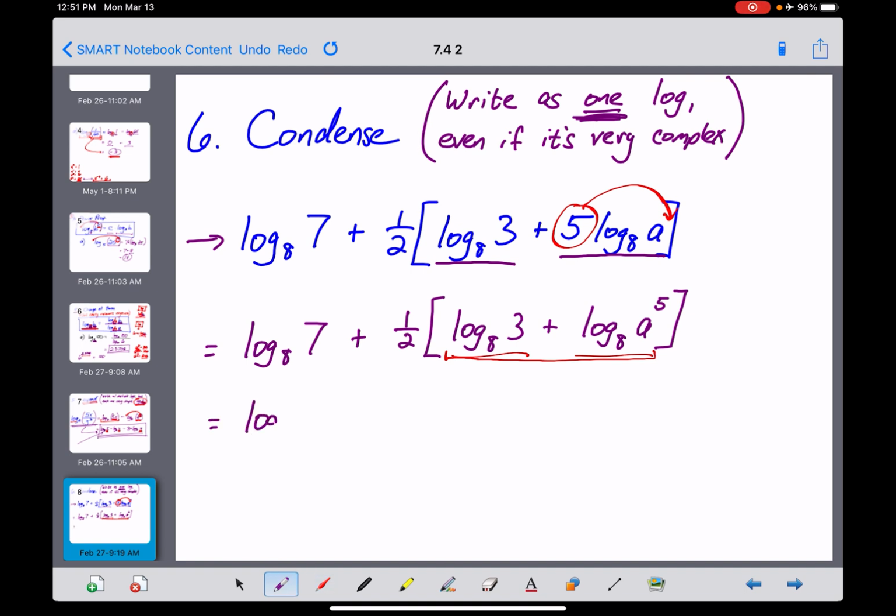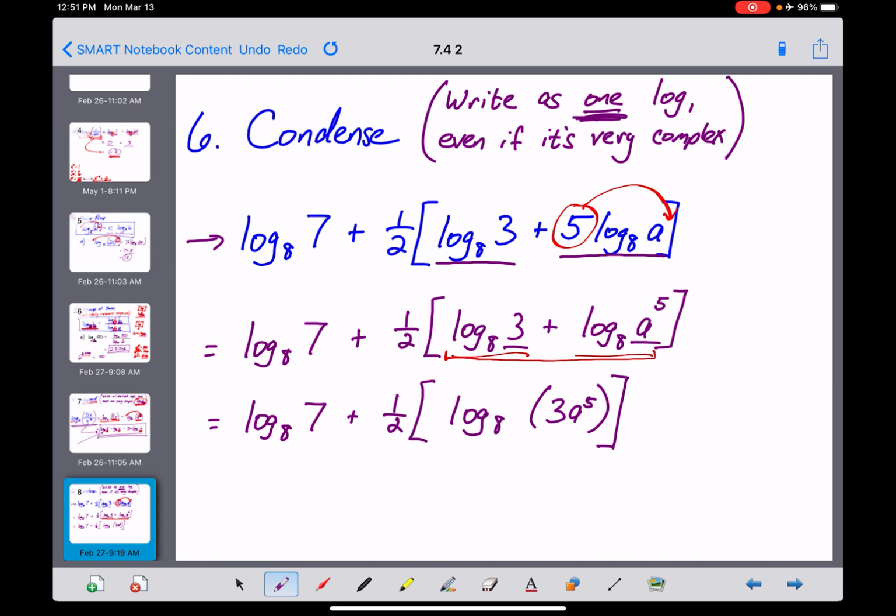So everything else just tags along. Log base 8 of 7 plus a 1/2, but now in brackets, this is going to be the log base 8 of the product here of 3 times a to the 5th, which is going to be just 3a to the 5th. There's nothing else we can do with all of that. Okay? All right, so that's where we are right now. Let's keep making progress here, guys.